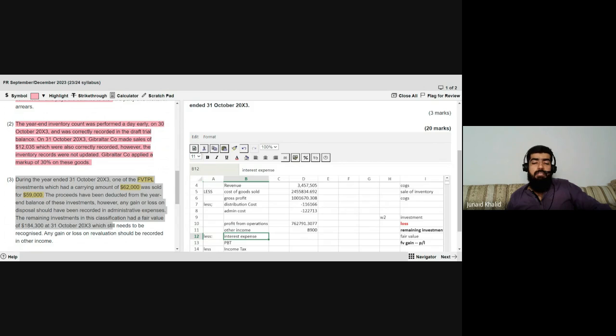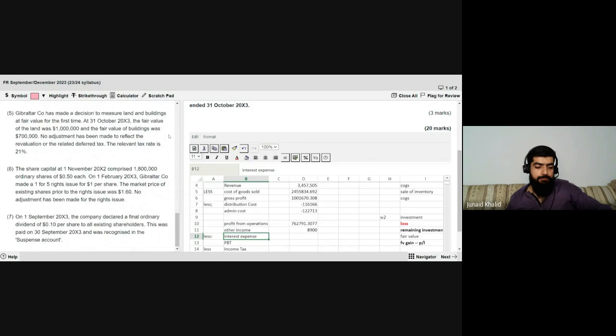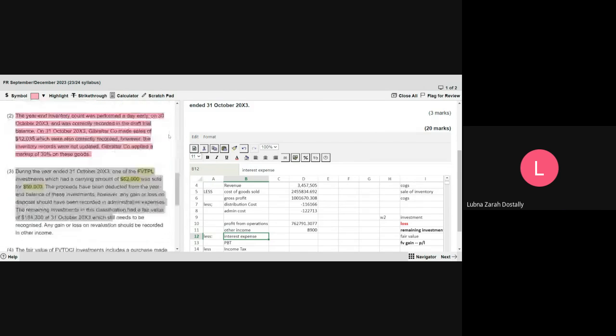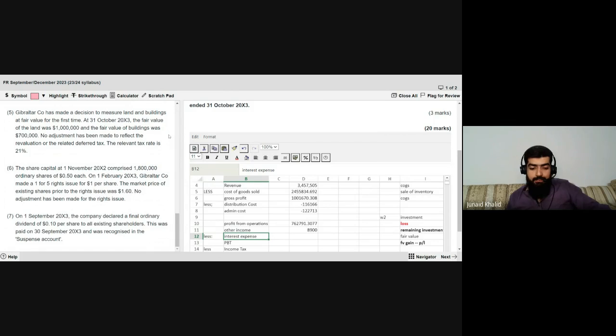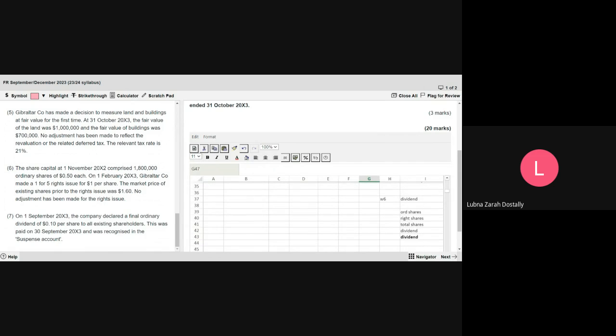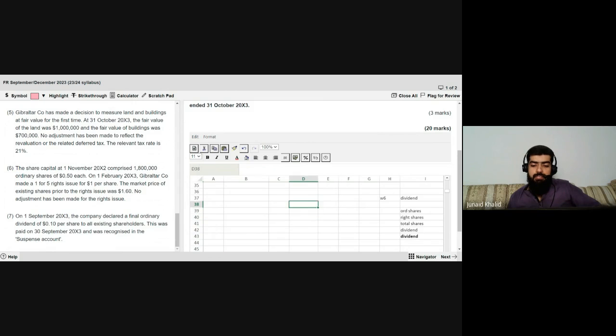Now there are two expenses that are left out. Number one is the interest expense. Is there any interest expense that is given in the question? No. And whenever we calculate the income tax, we all know that there are three types of taxes. Number one, the first type of the tax is the current tax.